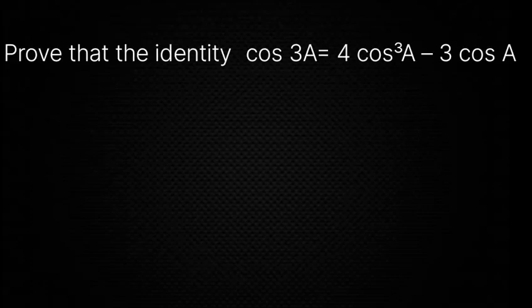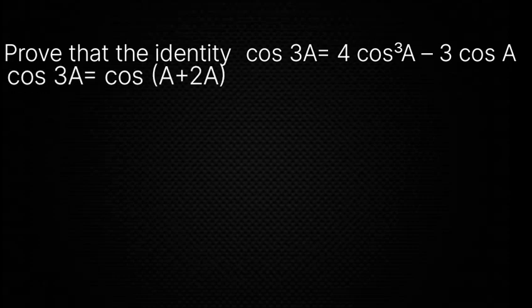Today we are going to break down and derive the triple angle formula for cosine, which is cosine 3a equals 4 cosine cubed a minus 3 cosine a. To start this proof, we express the angle 3a as the sum of two smaller angles, rewriting it as cosine (a plus 2a).